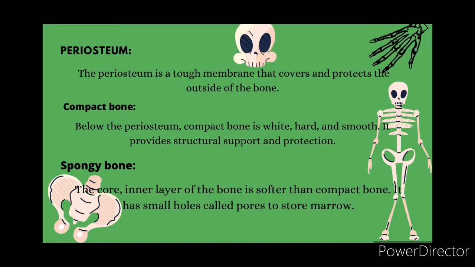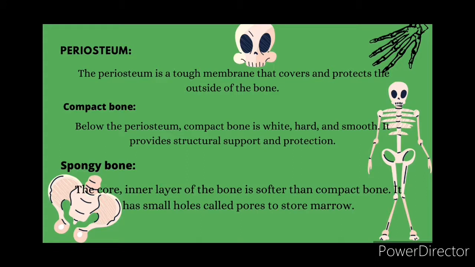Next is compact bone. Below the periosteum, compact bone is white, hard, and smooth. It provides structural support and protection. Ang compact bone ay binubuo ng osteons na may ibig sabihin na cylindrical vascular tunnels formed by an osteoclast-rich tissue. At ang compact bone ay nabubuo sa external layer ng ating mga buto.